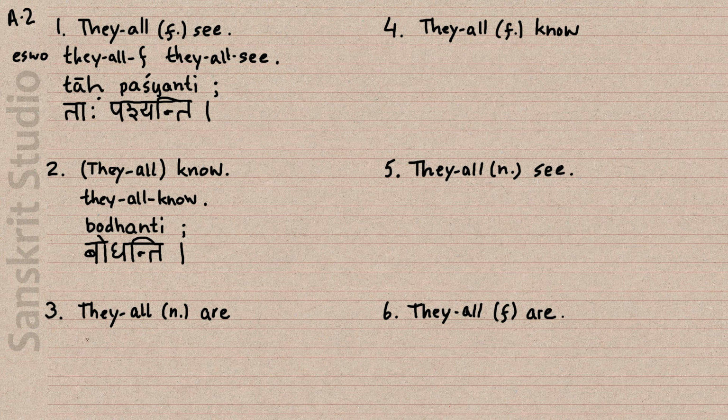So they all N are. It's an important thing there. So we do our eswo line. They all N, and they all are. They all are. We should have a period there, nice and clean, and then we should have our transliteration, and the neuter pronoun here is tani. The neuter for plural.